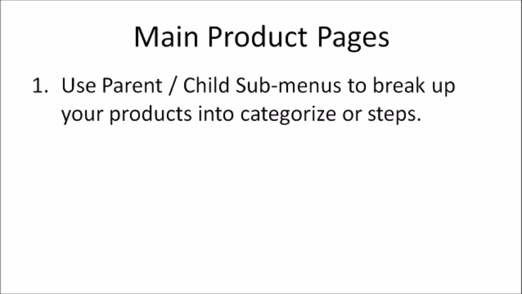You can have as many product pages as you want. The key that I would recommend is that you create pages that break things up into categories or steps. So step number 1, you need to do this. Step number 2, you need to do this. That way it's clear as to what they need to do.